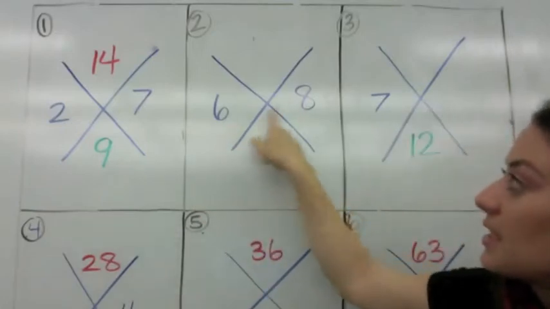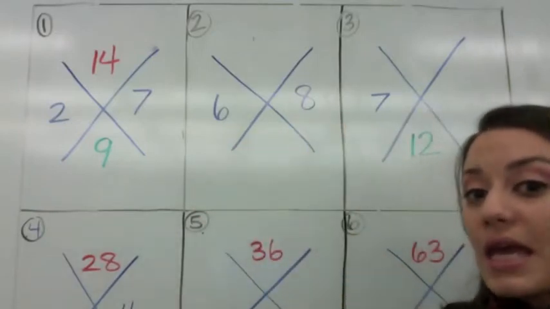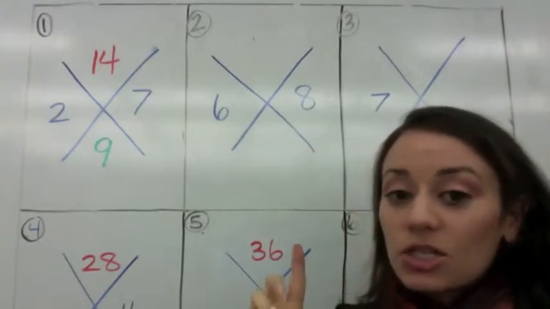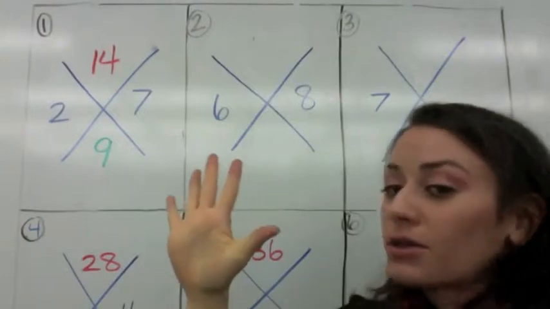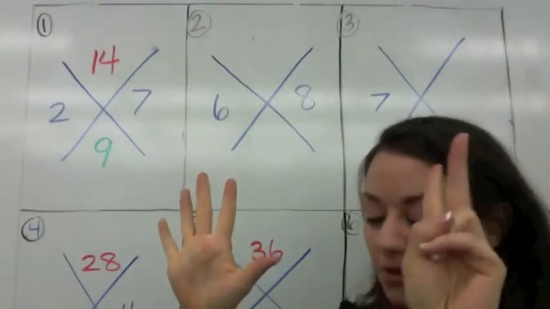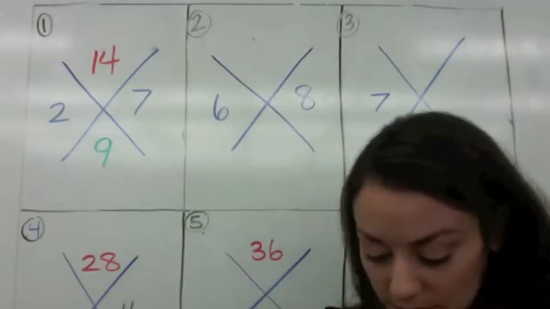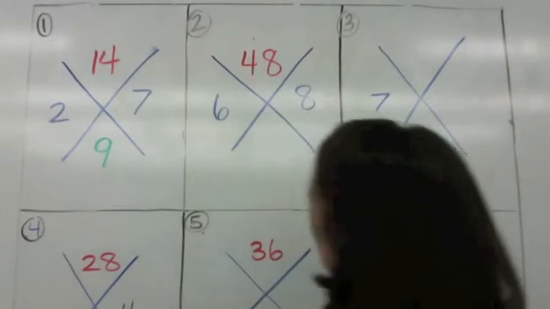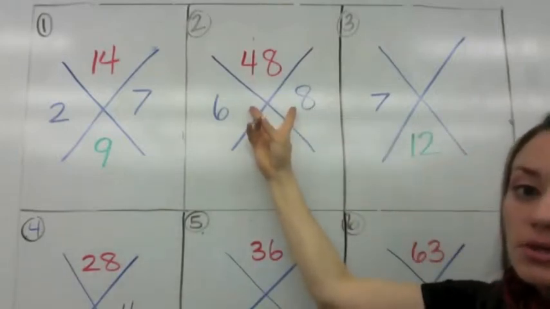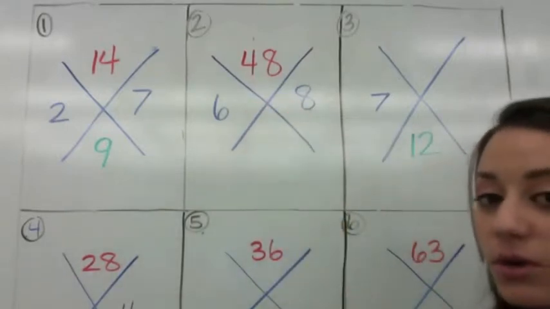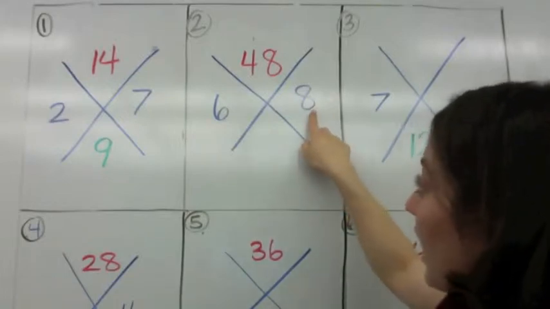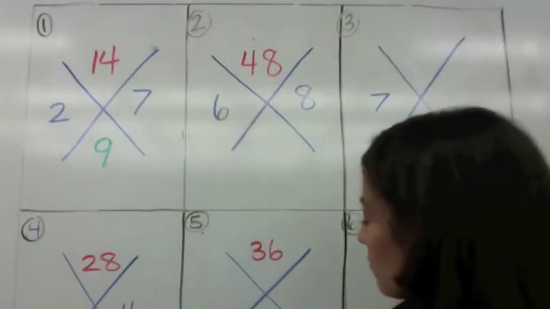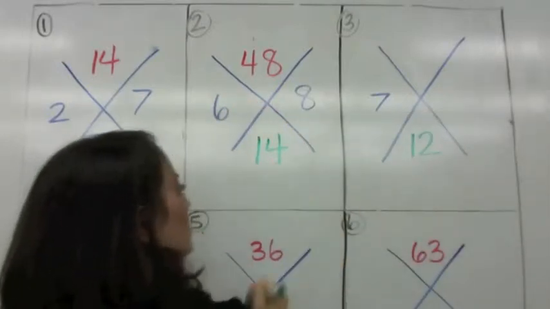Let's try this one, 6 and 8. All right, friends, what is 6 times 8? Let's skip count by 6: 6, 12, 18, 24, 30, 36, 42, 48. So the product is 48. And what would be the sum if you add these two numbers? If you are using touch math, you say 8, 9, 10, 11, 12, 13, 14. So the sum is 14.